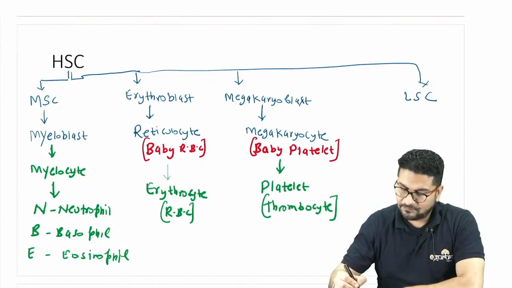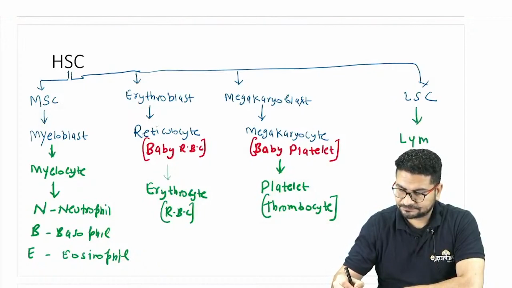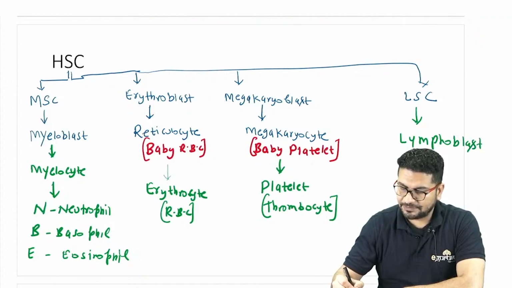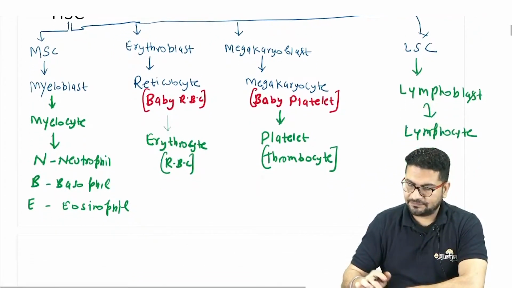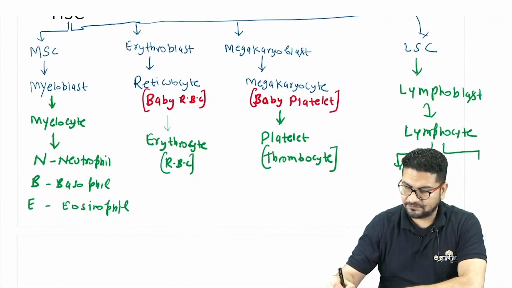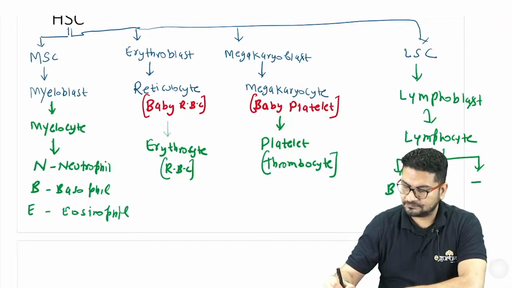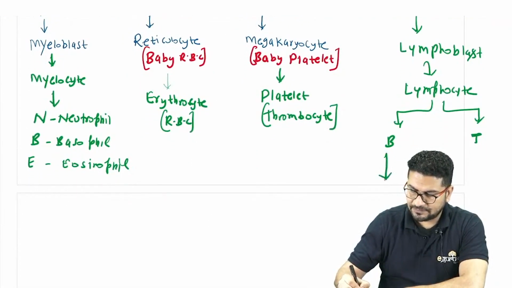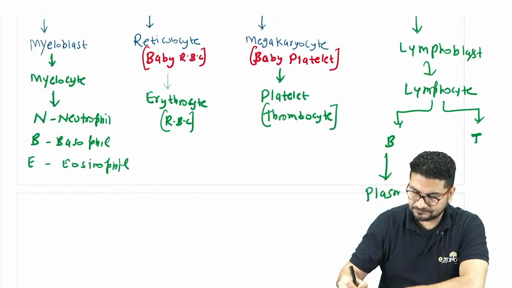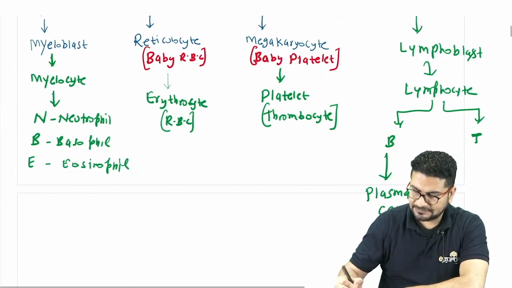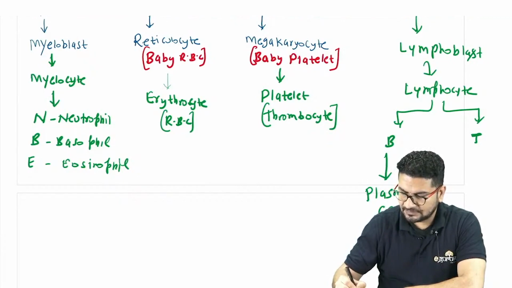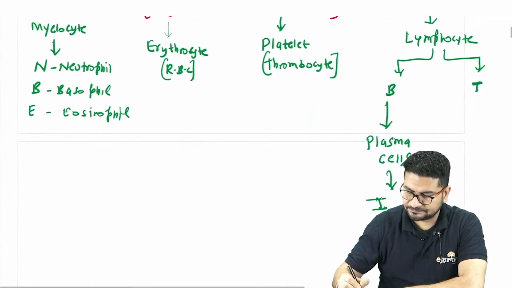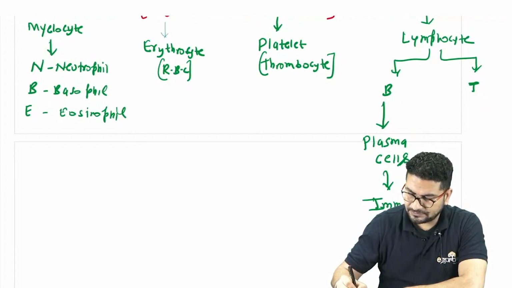Clear? Then this lymphoid stem cell will produce lymphoblast. This lymphoblast will produce lymphocyte. And we have two types of lymphocytes, B lymphocytes and T lymphocytes. This B lymphocyte will further divide and produce plasma cells, and plasma cells are the ones that will produce immunoglobulins.